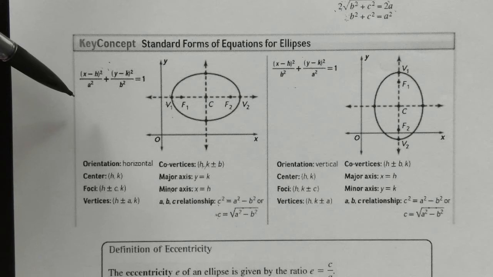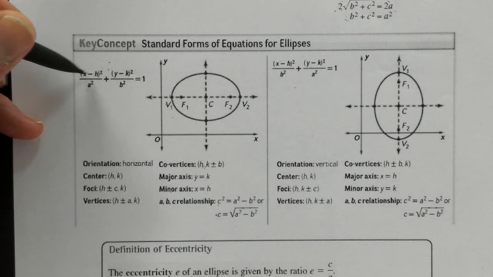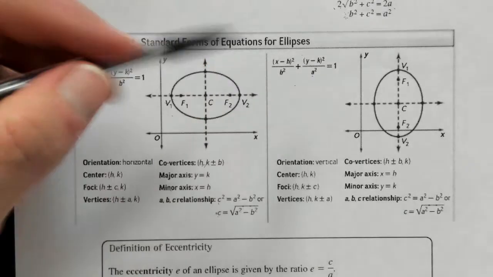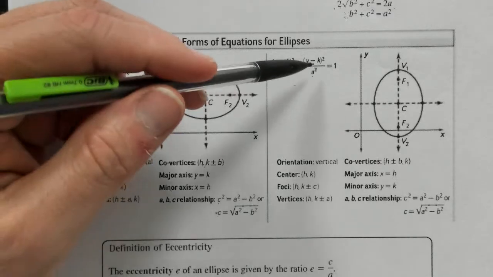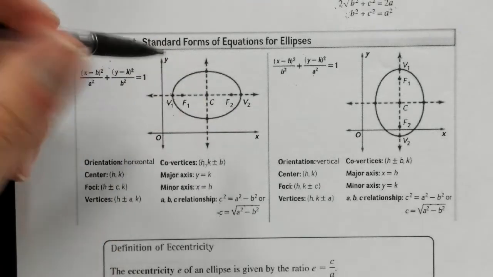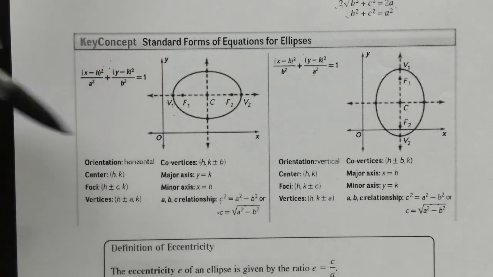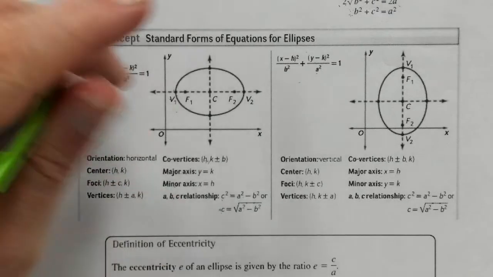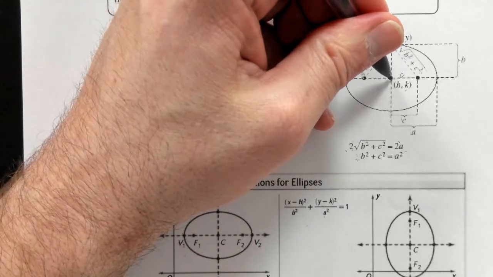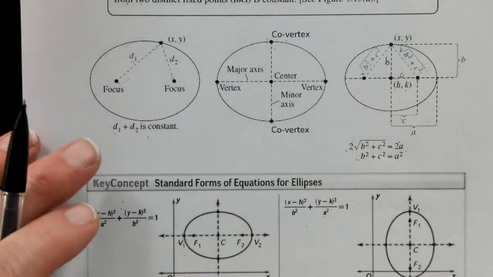And here's what I want you to notice that's different about each one. If the a part is underneath the x portion, then it's going to be a horizontal ellipse. If the a part is underneath the y portion, in the denominator of the y expression, then it's going to be a vertical ellipse, right? Now, how do you know which one's a? a is always going to be the bigger of the two. And we'll get to looking at that in just a moment as well. a has to be the bigger of the two because the distance from the center to the vertex is always greater than the distance from the center to the co-vertex. All right. So that's the reason why.